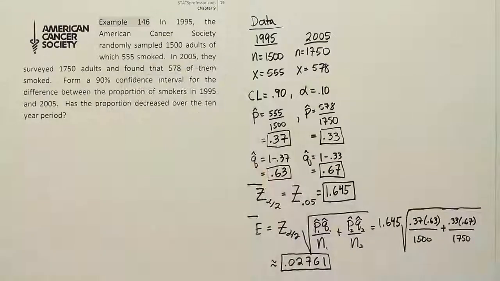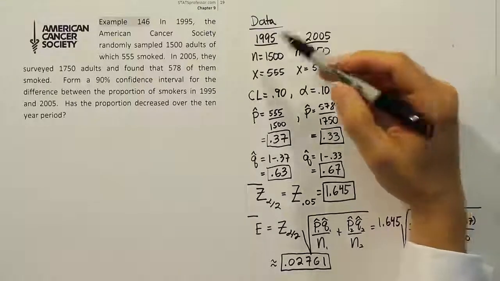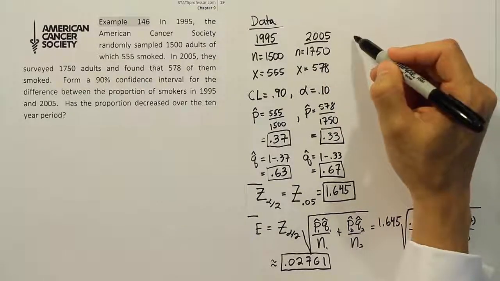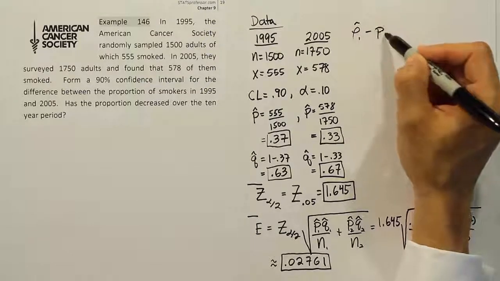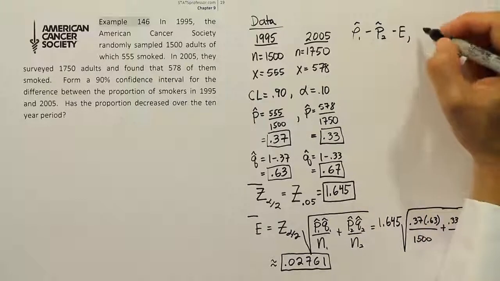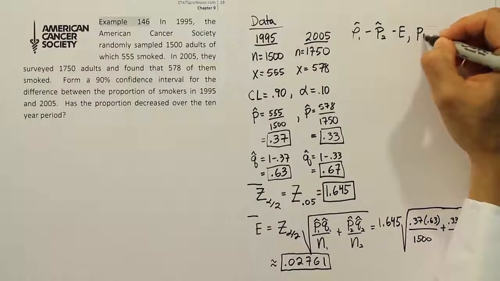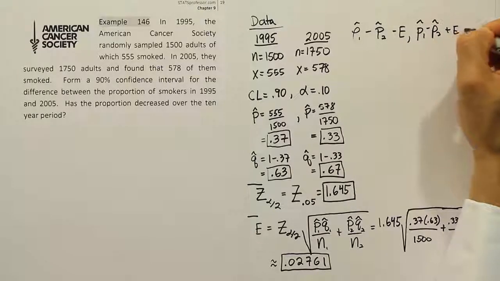And let's go up to the top and finish this up now. So we're going to need to subtract our two sample proportions. We're going to do it in the order in which we found them. So we're going to do p1 hat minus p2 hat minus the error, comma, p1 hat minus p2 hat plus the error.